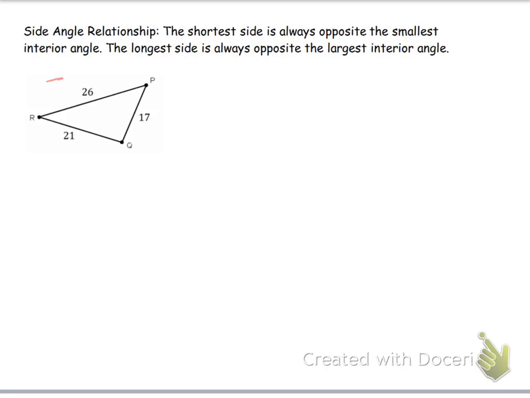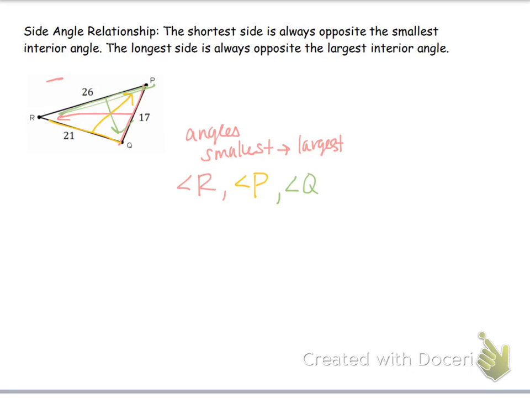Okay, so if I was trying to list these from angles smallest to largest, I pick my smallest side first, so 17, and it opens up to angle R. So that would be my smallest angle. Okay, my next one would be 21, and it opens up to angle P, so that would be my next biggest. My last one is 26, and it opens up to angle Q, so that will be my largest angle if I made that triangle.